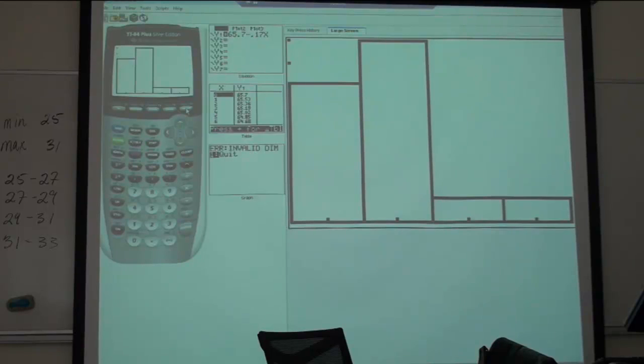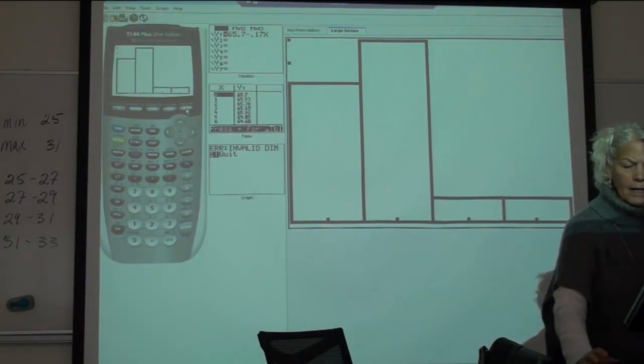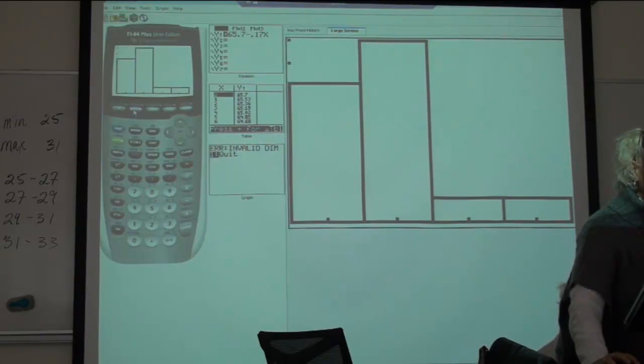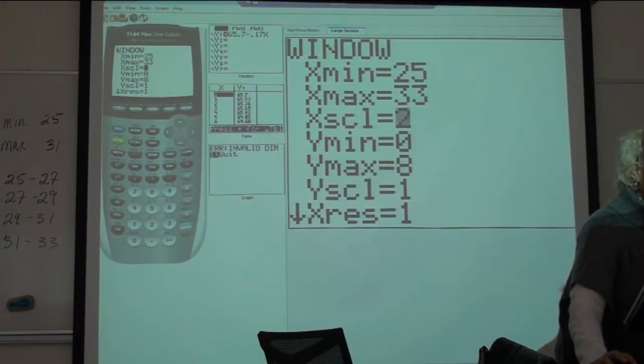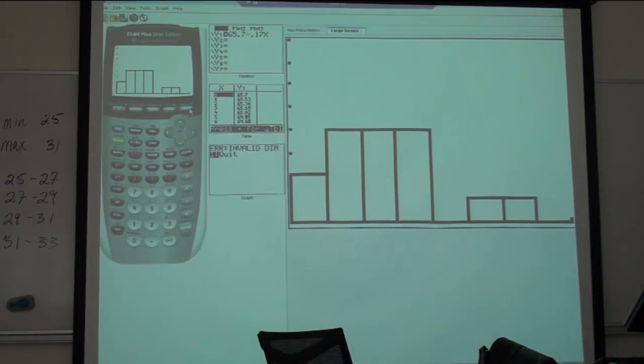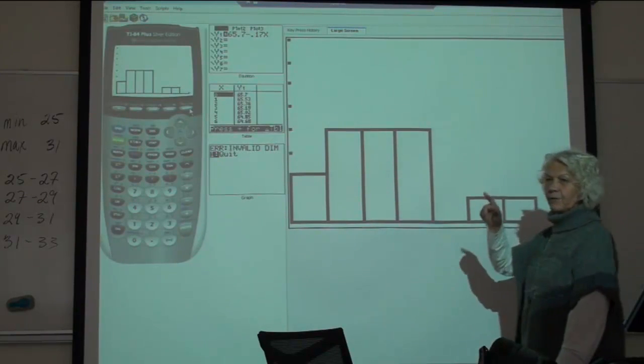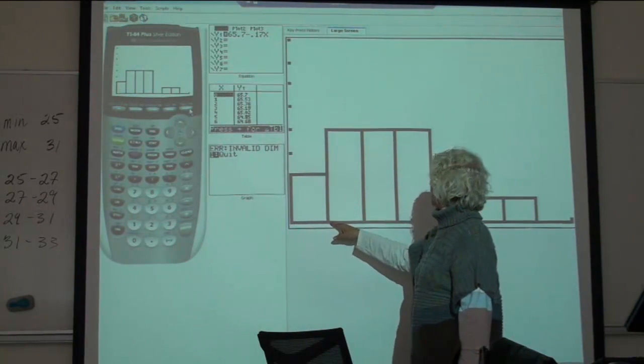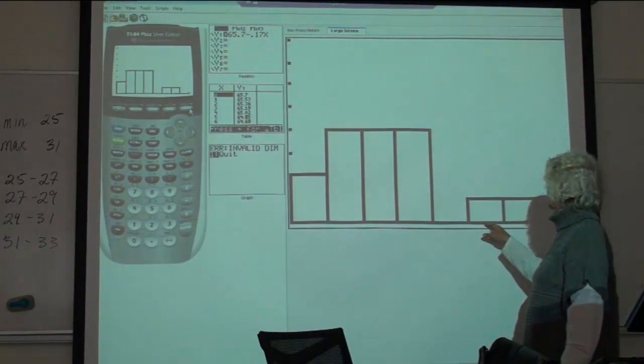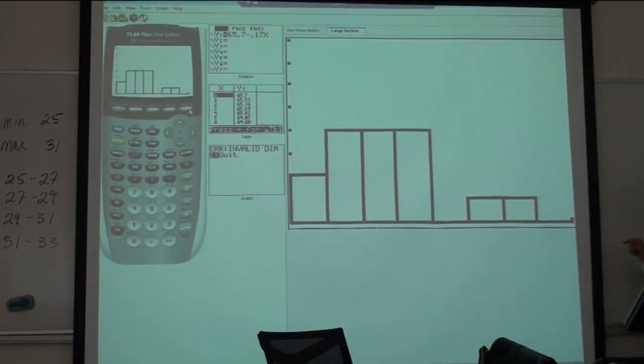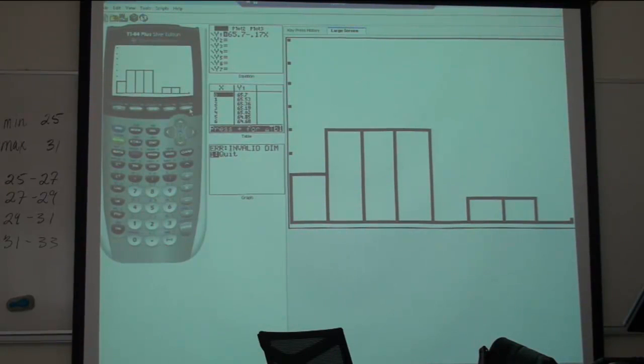If I want to see what it would have looked like if I had done each count individually, I'm going to go back to the window and make my X scale 1. So now, instead of having 25 to 27, this is 25, 26, 27, 28, 29, 30, 31. Once you've got the data in there, this is not really a productive looking graph. If I've got 16 pieces of data and 8 classes, that makes no sense. I'm going to put it back.